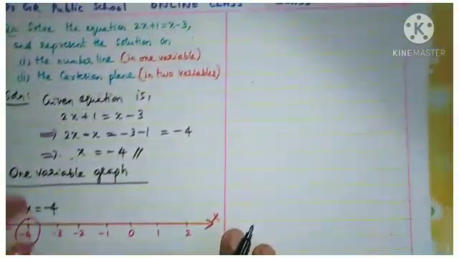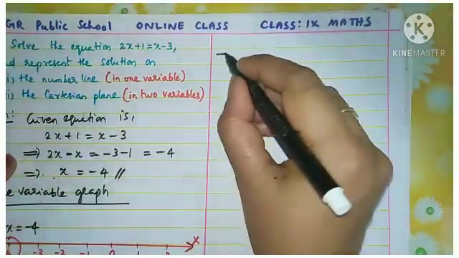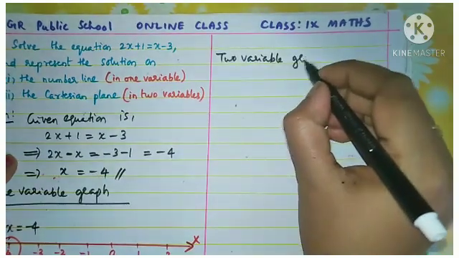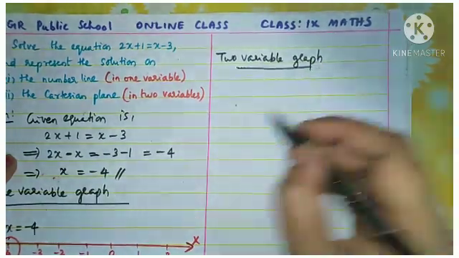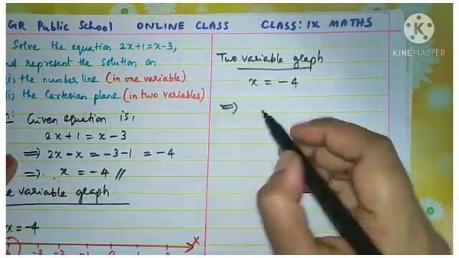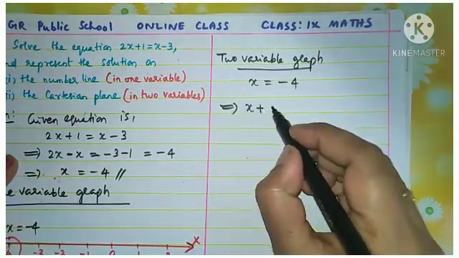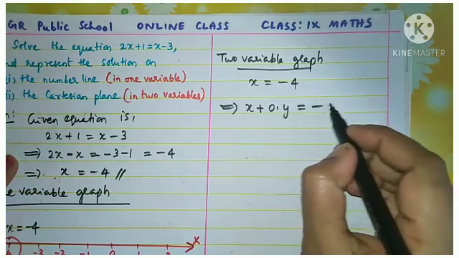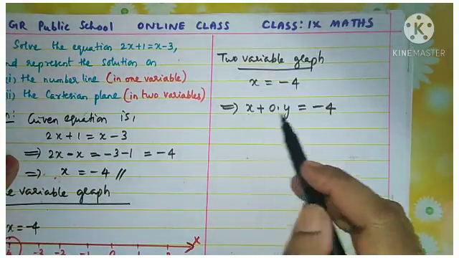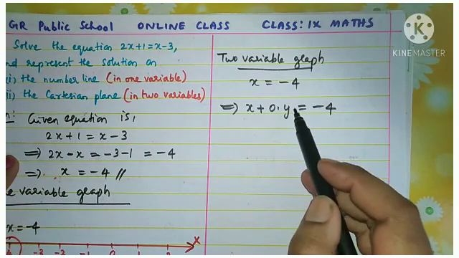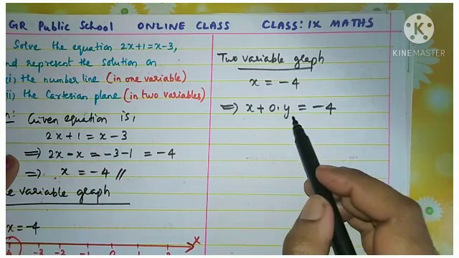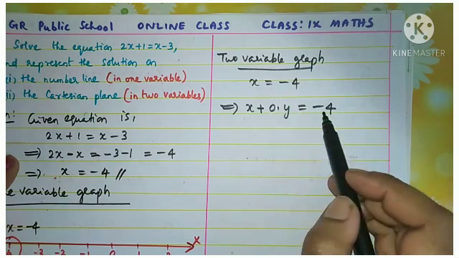Now how do we represent it in a two variable graph? For the two variable graph, as I said, you need the Cartesian plane. First you want to write this equation x equal to minus 4 in two variables. So how to write? x plus 0 into y equal to minus 4. What is the meaning of this? x is only present there and y is not present. So you can have any values for y. This term will be 0 and the value of x is minus 4 here.